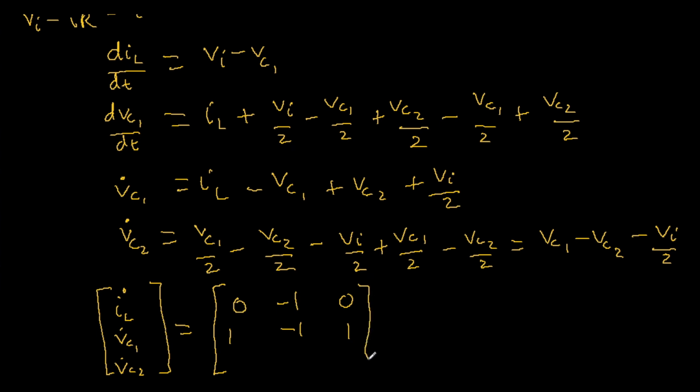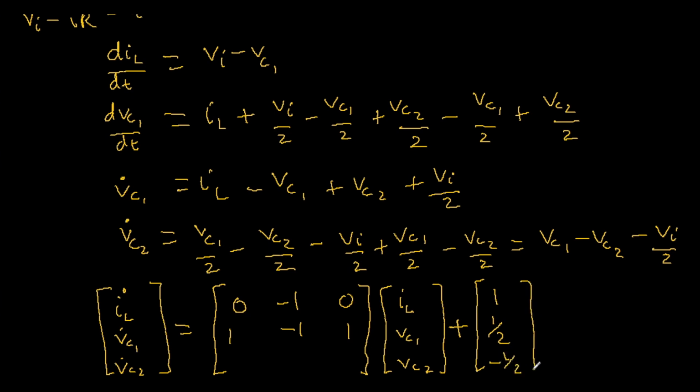Okay, so I think I can close this off. I'll definitely have enough space to write this. The state variables, IL, VC1, VC2, plus, well, let me make it a plus, because we always have it as plus Bu. If there are negative terms, I could put them in here. So the first one is a positive term, 1. Second term, the VI term is 1 over 2. And the third term here is negative, minus 1 over 2, multiplied by VI.